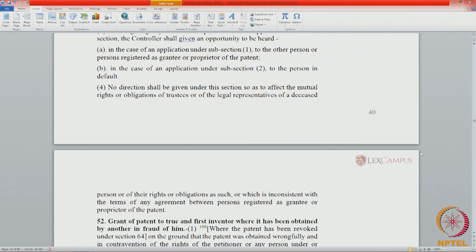51(4). No direction shall be given under this section so as to affect the mutual rights or obligations of trustees or legal representatives of deceased persons of their rights and obligations as such, or which is inconsistent with the terms of any agreement between persons registered as grantee or proprietor of the patent. We saw a similar provision. The rights of trustees or the legal representative of a deceased person shall not be affected by this provision. So, the controller cannot give a direction affecting the rights of trustees and legal representatives.